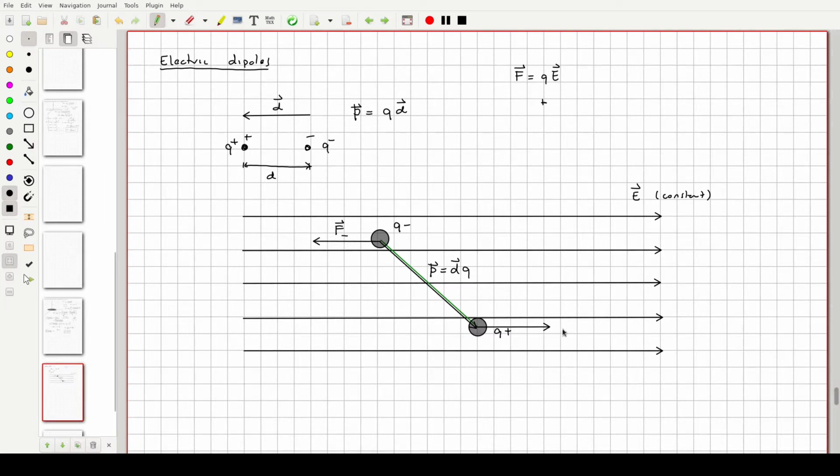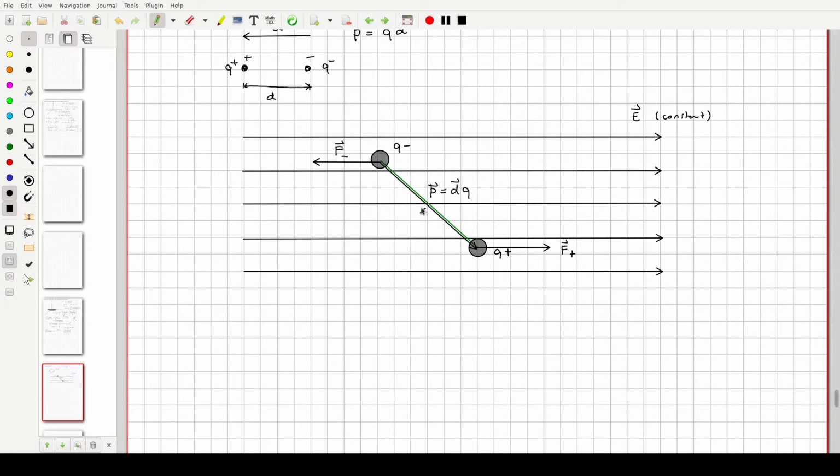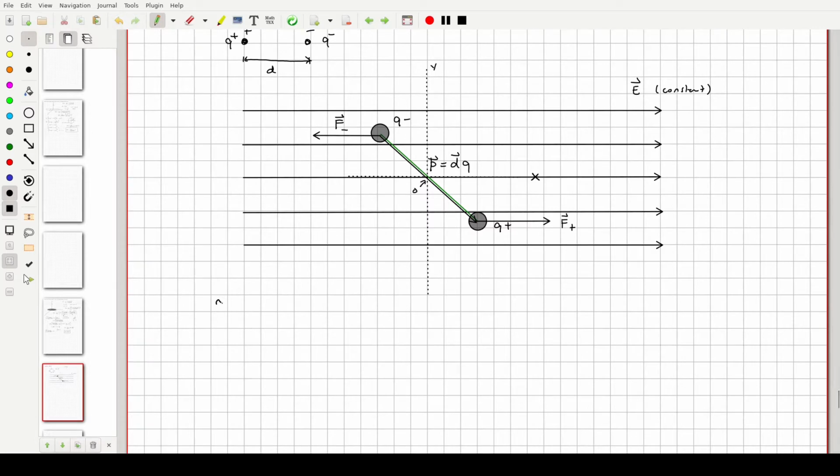I'll call this one F positive. Okay? Now, our point of reference is going to be the center here. So this will be the center of our coordinate system. And what I want to do is look at the torque. So here's Y, here's X, right this way. And torque here is R cross F.